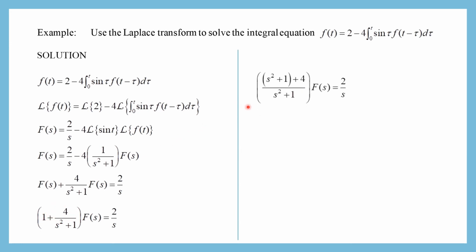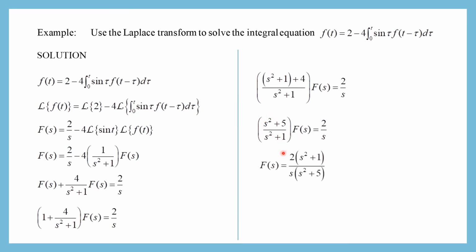as follows. So you write (s squared plus 1 plus 4) divided by (s squared plus 1) multiplied by f of s is equal to 2 over s. And we simplify the numerator to get s squared plus 5. And therefore, the coefficient of f of s is (s squared plus 5) divided by (s squared plus 1). To continue solving this equation, we need to make sure that the coefficient of f of s is equal to 1, and that can be done by dividing the whole equation by this quotient.